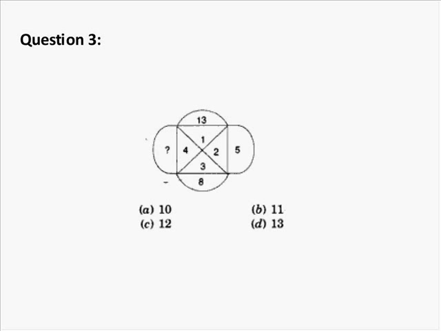Now only 1% had got it correct. You see, 5 plus 3, 8. 8 plus 4, 12. 12 plus 1, 13. So this is called cyclic and layer. So the answer is 12. Clear to everyone?